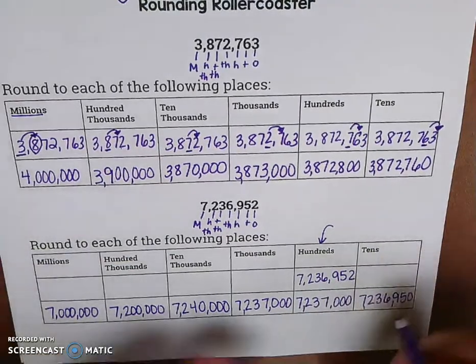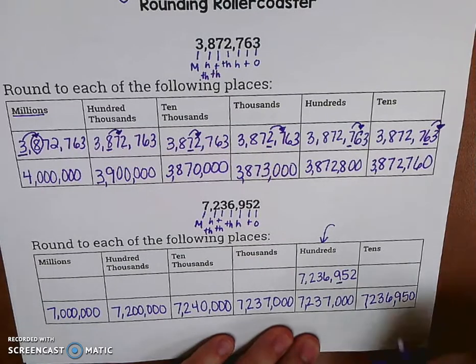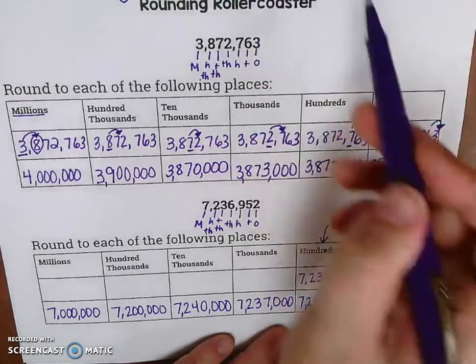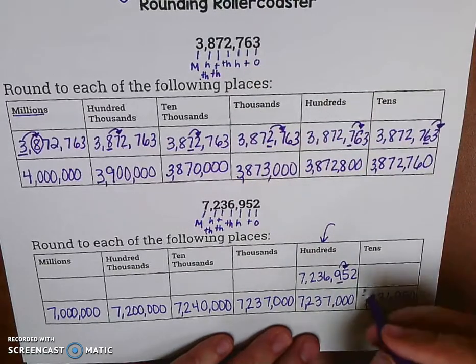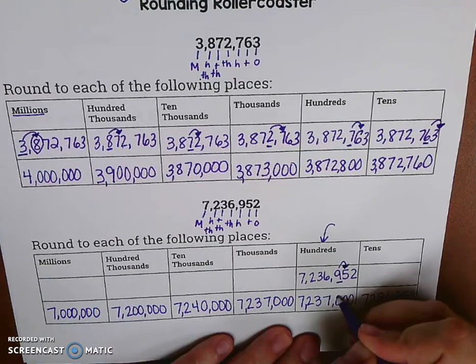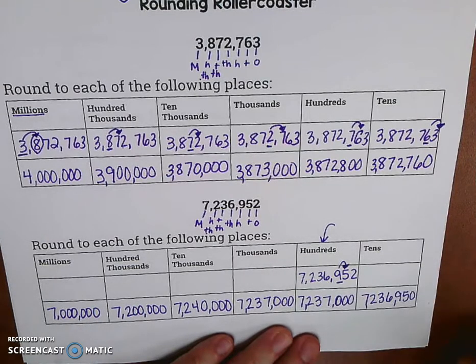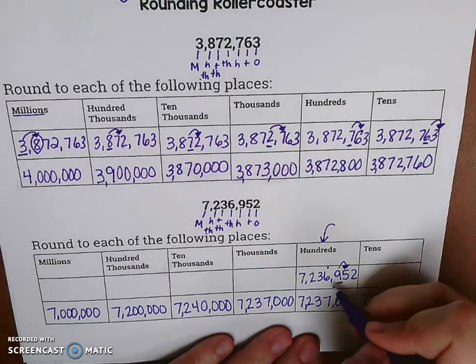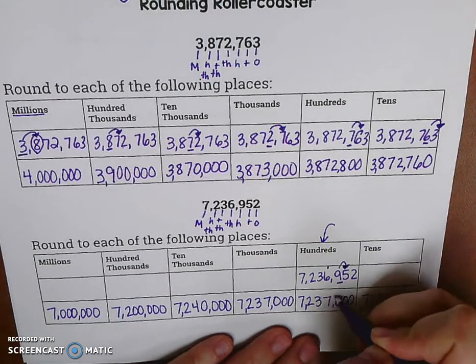So rounding to the hundredths place, that 9 is in the hundredths place. So when we look to our right, we have a 5, which on that rounding roller coaster means we're going to round up. So that 9, what's 1 more than 9? It would be 10. So when we put that 0 down here for that 10, we carry the 1 over to the next column. So now that 6 will become a 7.